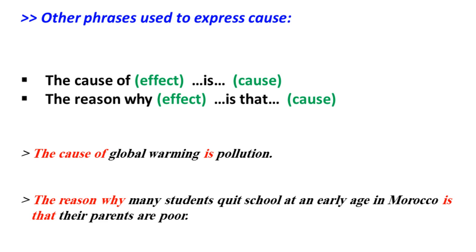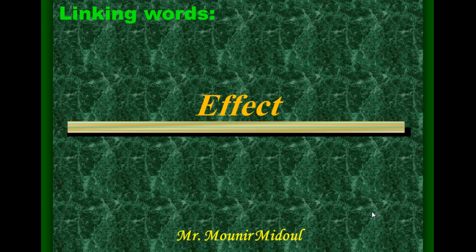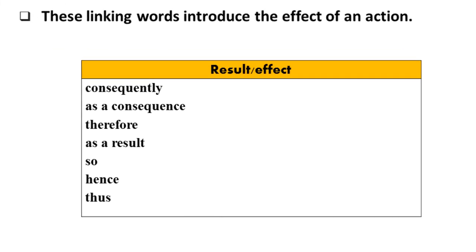Now we'll move on to look at linking words of effect, the ones used to introduce an effect. These linking words introduce the effects of an action. They are consequently, as a consequence, therefore, as a result, so, hence, and thus.